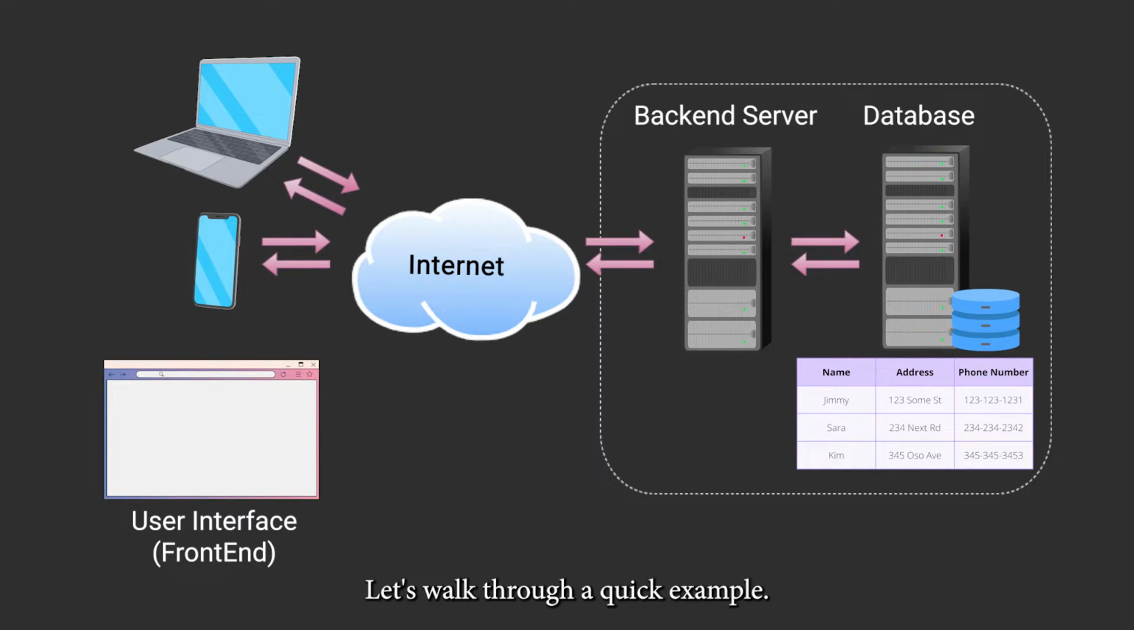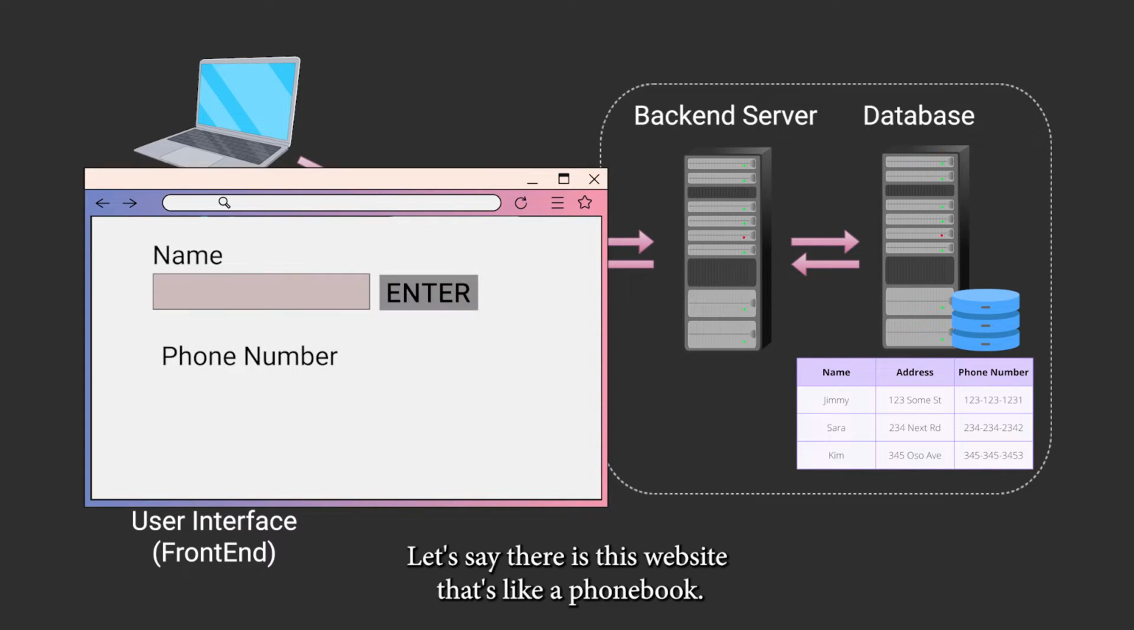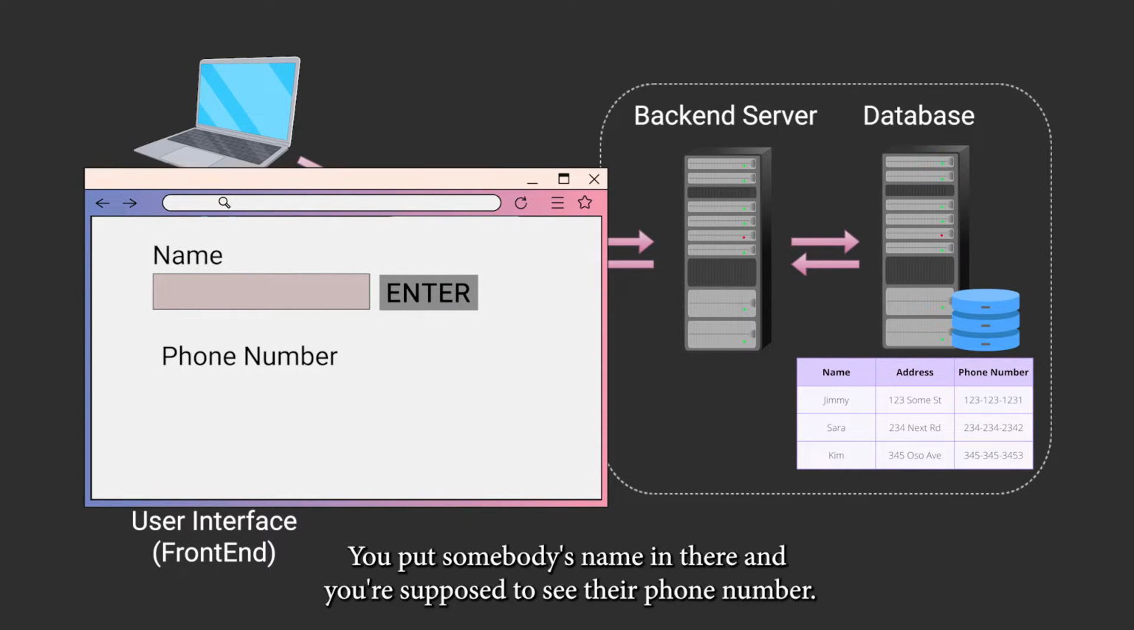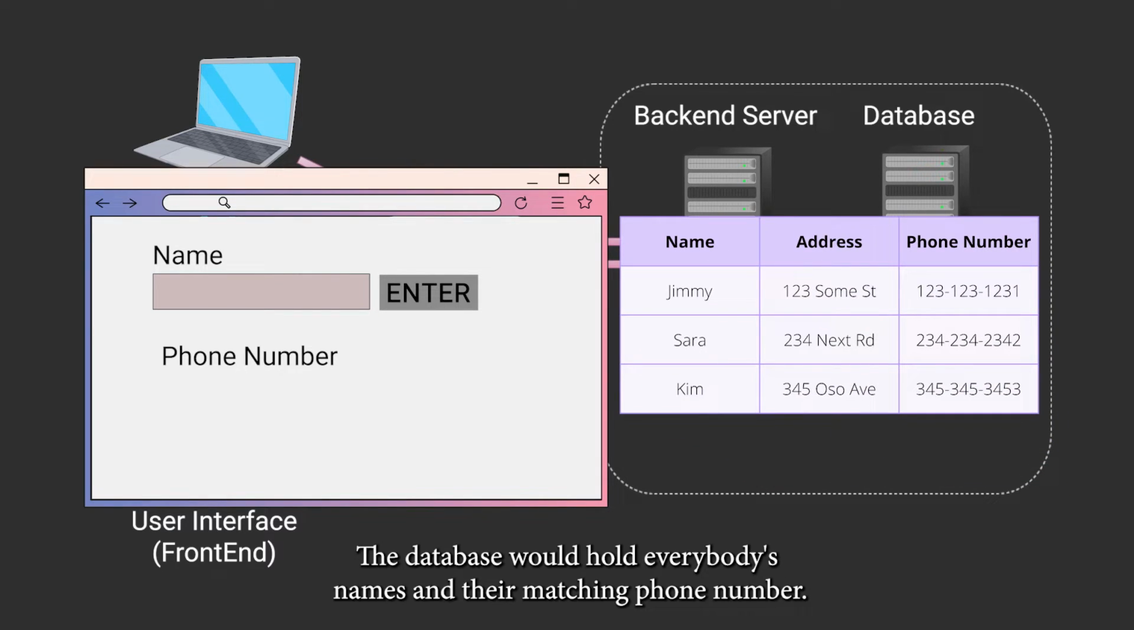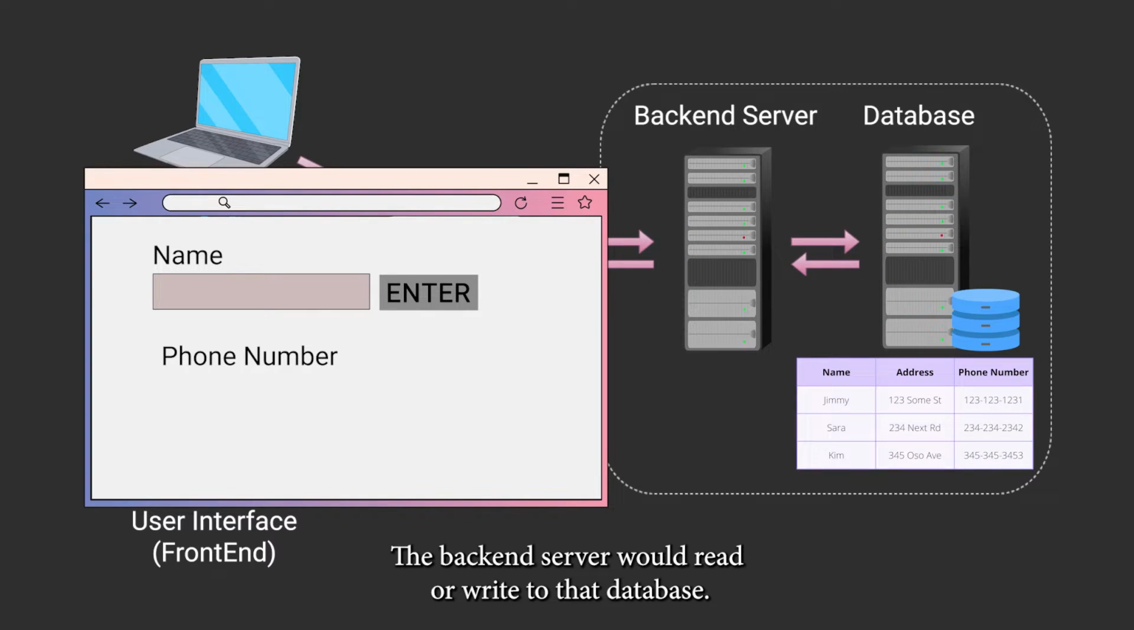Let's walk through a quick example. Let's say there's this website that's like a phone book. You put somebody's name in there and you're supposed to see their phone number. The database would hold everybody's names and their matching phone number. The backend server would read or write to that database.